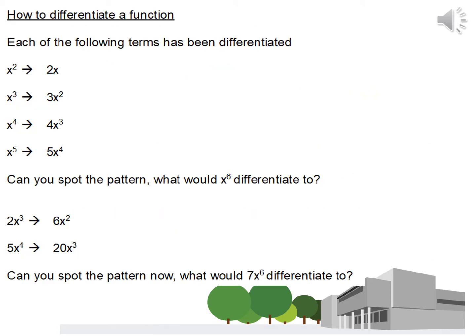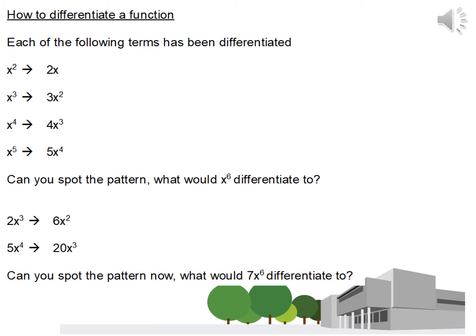So, differentiating a function. What I've got here is some functions and what they differentiate to. So x squared differentiates to 2x, x cubed differentiates to 3x squared, x to the power 4 differentiates to 4x cubed, x to the power 5 differentiates to 5x to the power 4. So can you spot a pattern? What would x to the power 6 differentiate to? Well, clearly you should see the pattern. It should be very obvious to you.